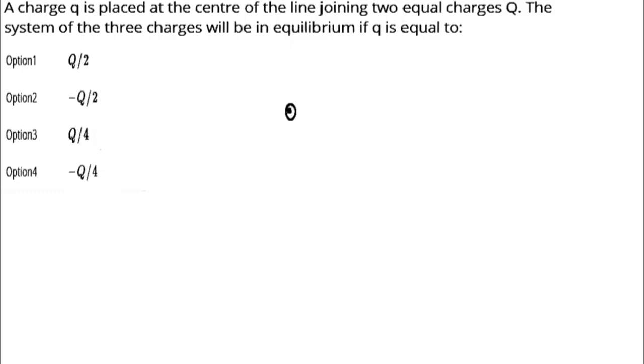Suppose this is charge capital Q and this is charge capital Q, and in between them is charge small q. This small q charge will experience electrostatic force from both the capital Q charges, so small q will already be in equilibrium. So the whole system will be in equilibrium if any of the capital Q is in equilibrium.